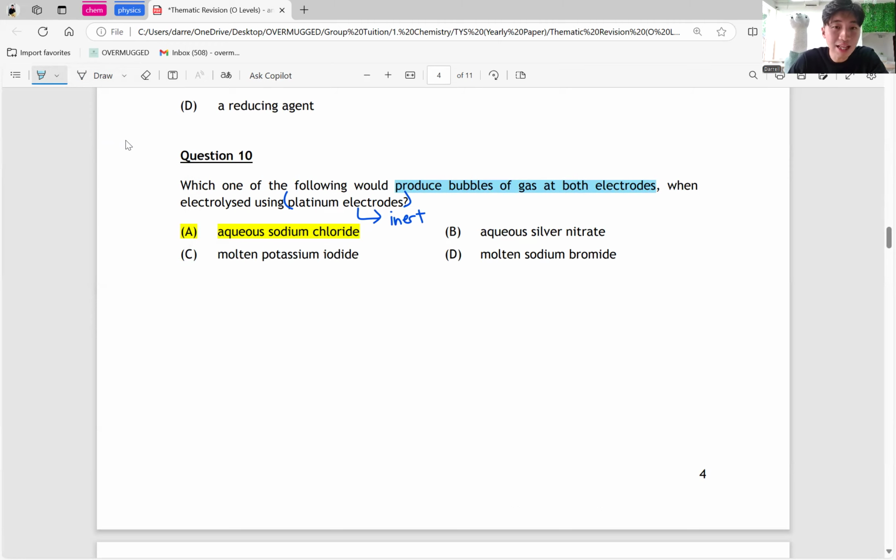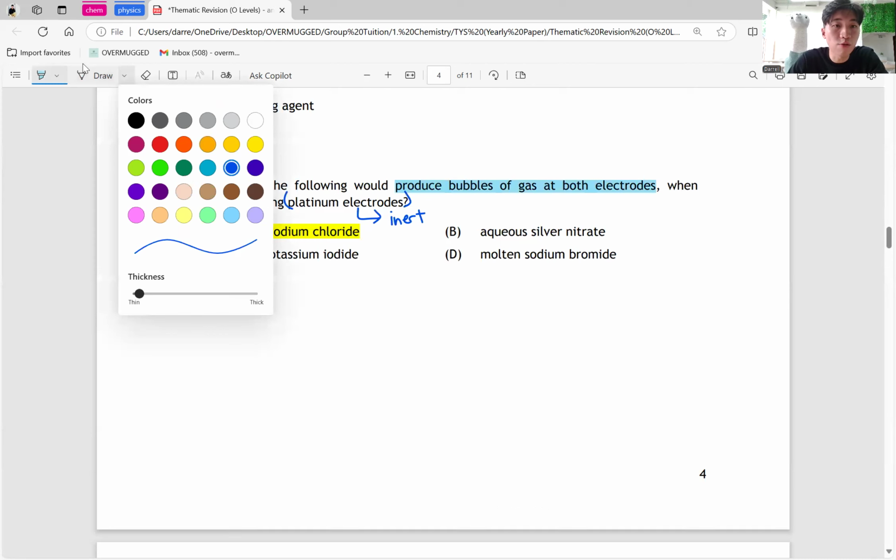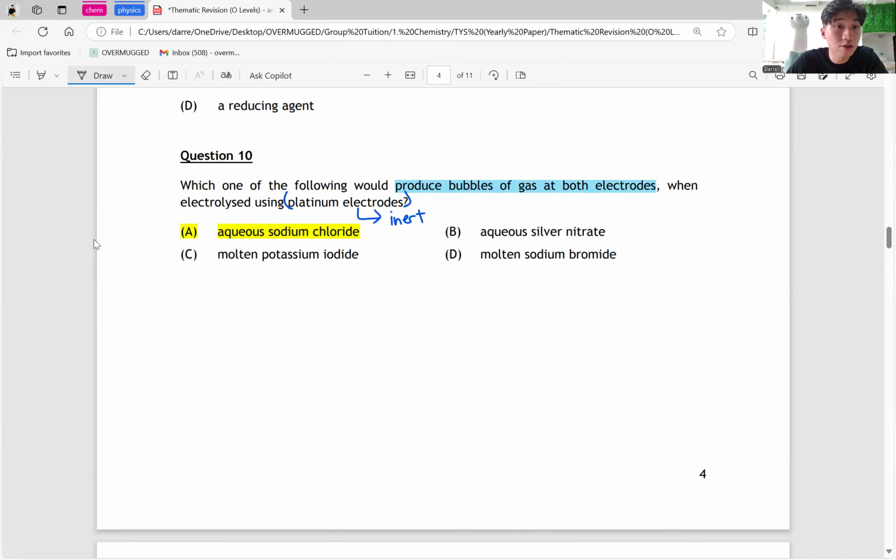Now, the last level of analysis is, okay, so the first one is the electrode. We also look at the product. And the final one that we need to focus on is what are the ions present in the solution. So let's take a look at the correct answer first. Aqueous means it's dissolved in water, which means there is H+, there is OH-. Sodium chloride over here means there's Na+, and there's Cl-.